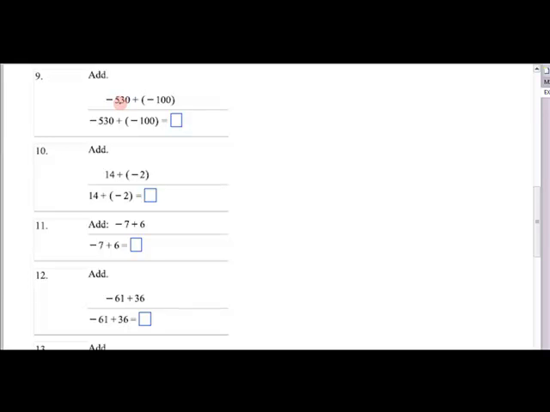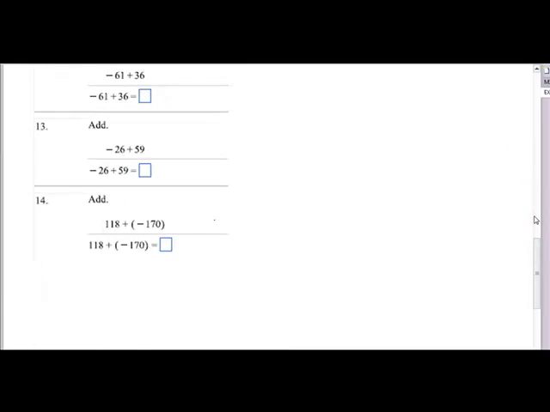All right, number 9, -530 plus -100. The rules. If they're both negative, they're going in the same direction. So you actually add up the numbers and keep the sign. That is going to be 630. 530 plus 100 is 630. They're both negative, so the sum is negative.